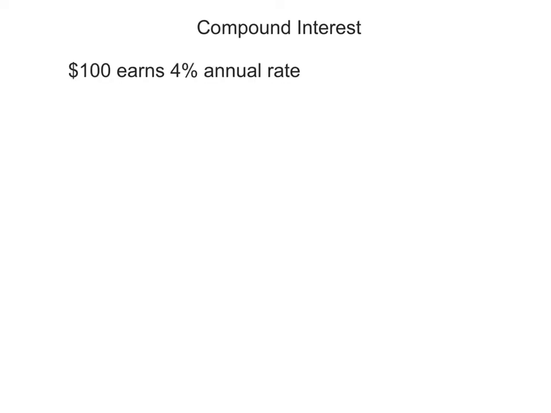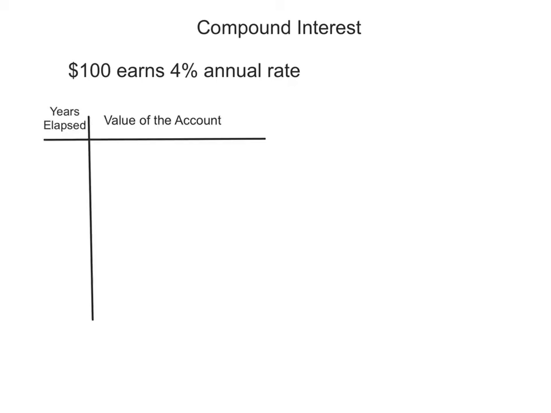Let's say that I'm considering putting $100 into an account and it's going to earn 4% annual interest. If 0 years has elapsed, that implies I've just put the money in the bank. The value is obviously $100. If another year elapses, then I would now have $100 times 1.04, since if you remember right, this is our multiplier that increases 100 by 4%.